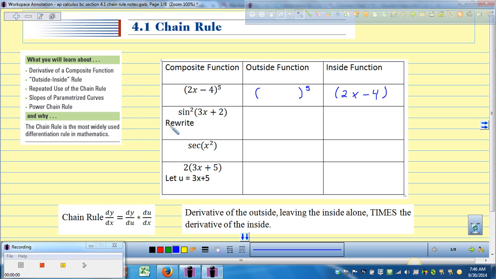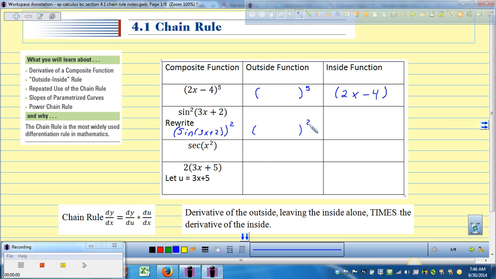All right, the second one we have here is sine squared of 3x plus 2. My best suggestion for this, anytime we see sine squared, we rewrite it as the sine of 3x plus 2, all squared. That makes it far easier to tell what the most outside function is, which would be what? Something squared. So our outside function is something squared.